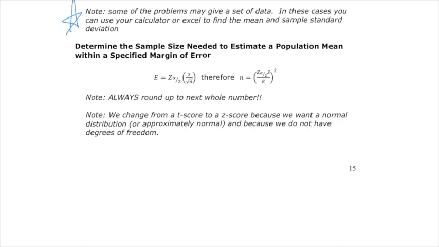Please note that some of our problems may give you an actual data set. If that's the case, then you have to use your calculator, or you can use Excel to find your mean and sample standard deviation.